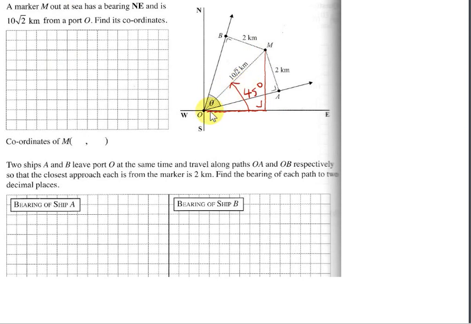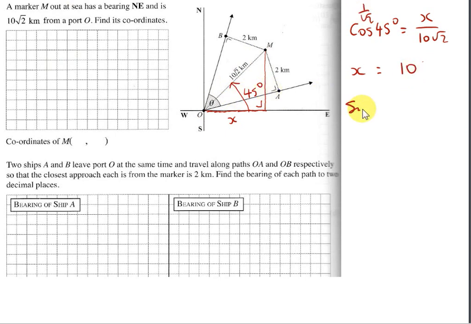The side adjacent to 45 degrees is the x coordinate of point M. The side opposite 45 degrees is the y coordinate of point M. The cos of 45 degrees is adjacent, which in this case is x, over the hypotenuse, which is 10 root 2. So x equals cos 45 times 10 root 2. Now in surd form, cos 45 is 1 over root 2. So we have 10 root 2 multiplied by 1 over root 2. That just gives us 10.